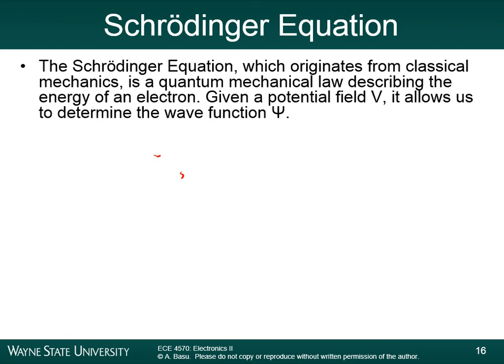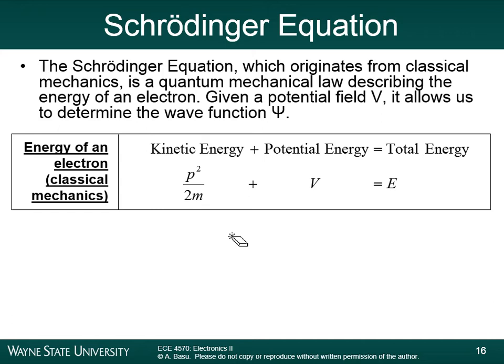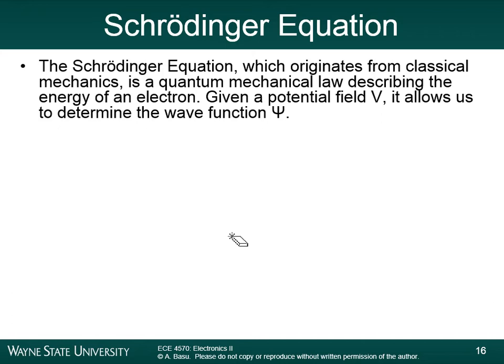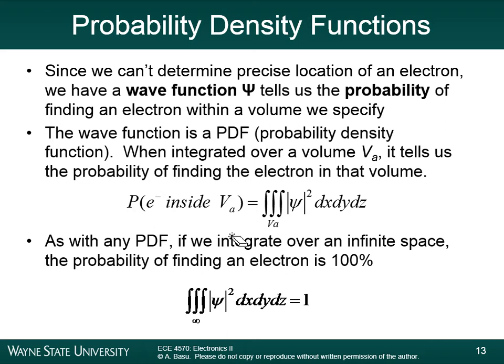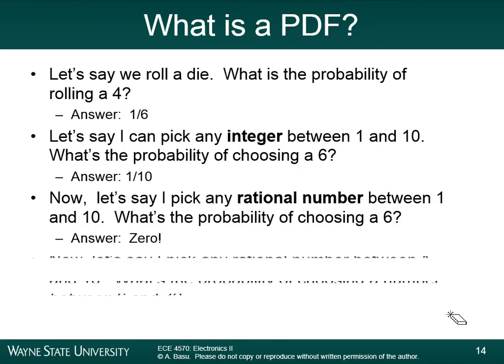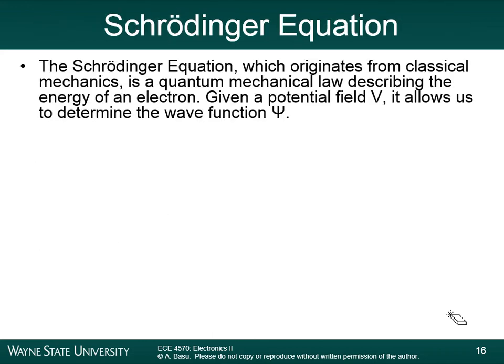All right, so now getting into the Schrödinger equation. So here we were talking about this function psi, this one right here. There we go. So this function is what we're going to be talking about now. The Schrödinger equation originates from classical mechanics. It's a quantum mechanical law describing the energy of an electron in a given potential field V. It allows us to find the wave function psi.